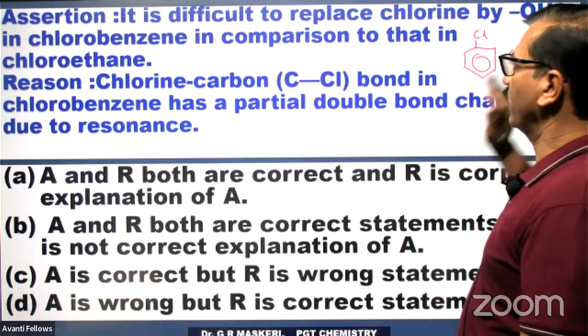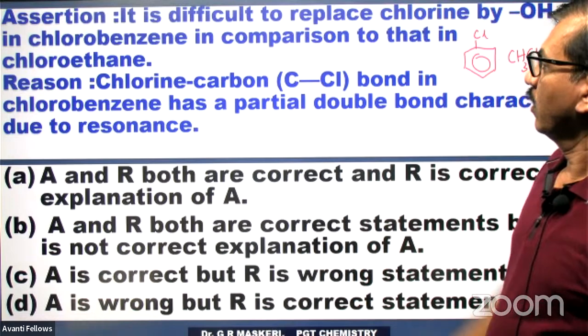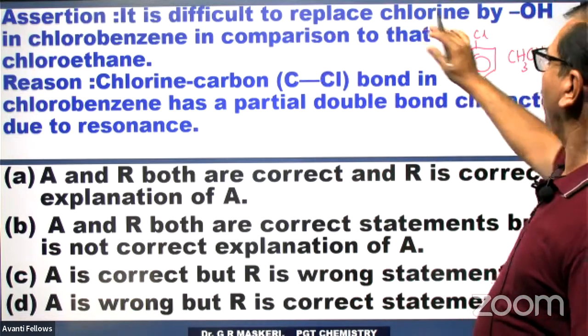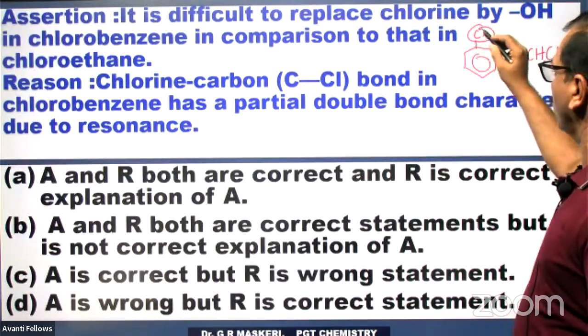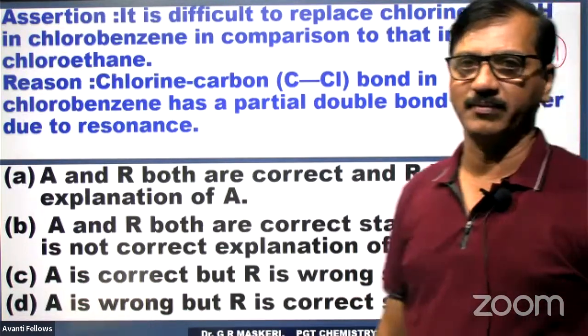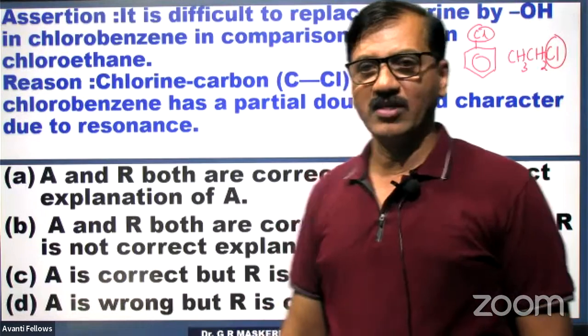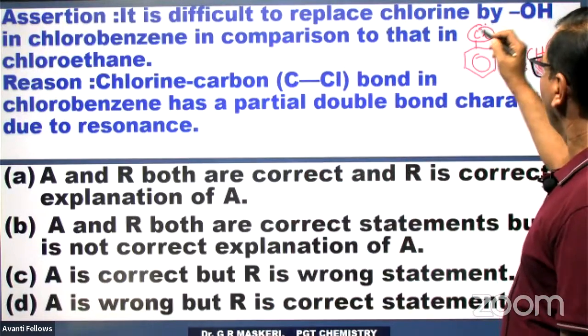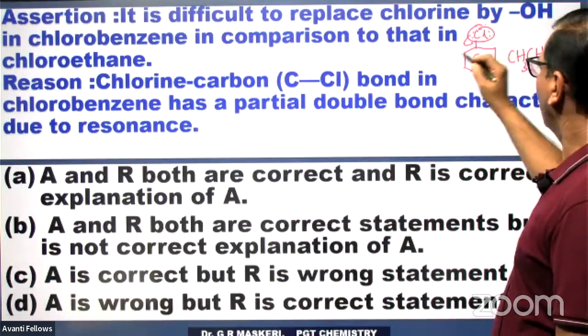Chlorobenzene and chloroethane, right? It is difficult to replace chlorine here, but it is easy to replace chlorine here. Is it a correct statement? Yes, it is a correct statement because it has a +R effect.